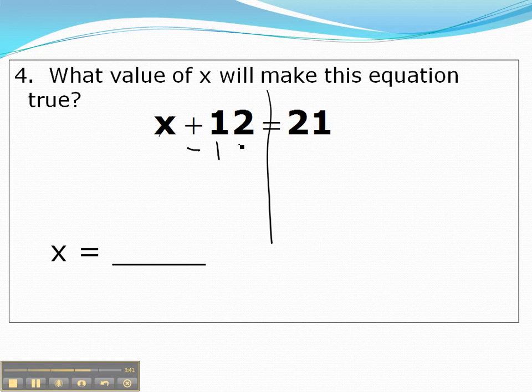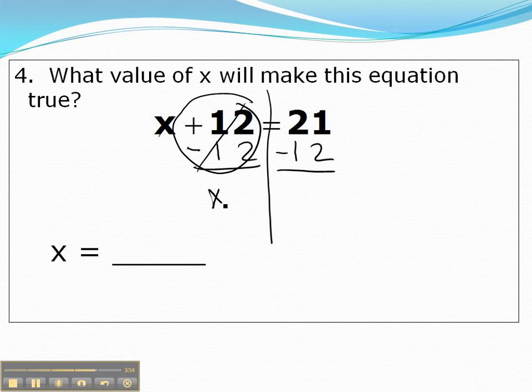The side that has the variable x, I'm going to undo any operations on that side, so I need to undo this addition. We can undo addition with the inverse operation, which is subtraction. So I can subtract 12. And if I do that on the left side, I have to do the same thing on the right side. Subtract 12 from the right side. This plus 12 minus 12 goes away because that's just 0. So on the left side I have x, and on the right side I have 21 minus 12, which is 9. So x should equal 9.